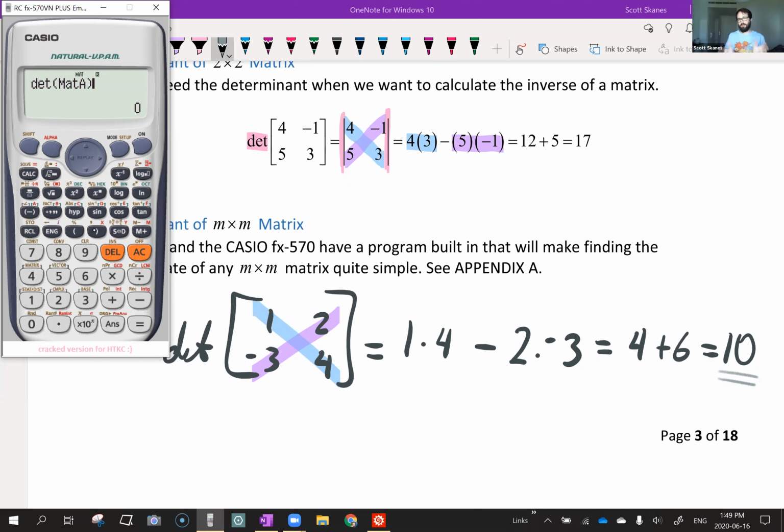Now it says very clearly determinant of A. What we should get is 10, because I just found that. It's 10, okay? The reason I showed you that is that determinants of really big matrices are actually really complicated to get. A 3 by 3 is much more complicated, but you can just put it in your calculator.